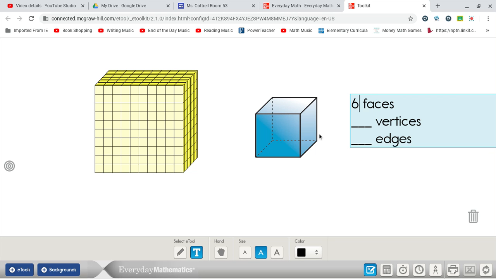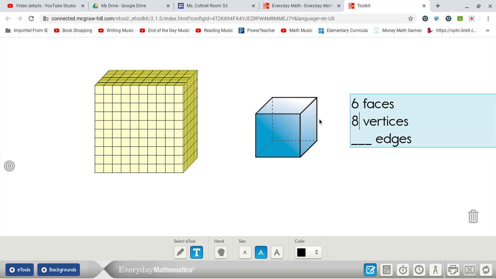Okay. Then we have our vertices. That's these corners. So we're going to go through and count them. We have 1, 2, 3, 4, 5, 6, 7, 8. 4 on the top and 4 on the bottom. So that gives us a total of 8 vertices.